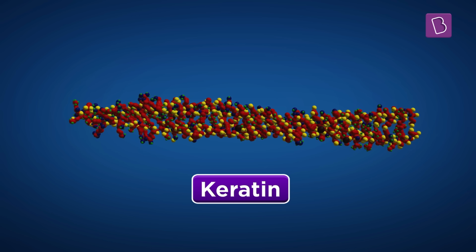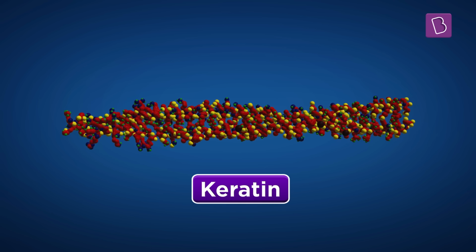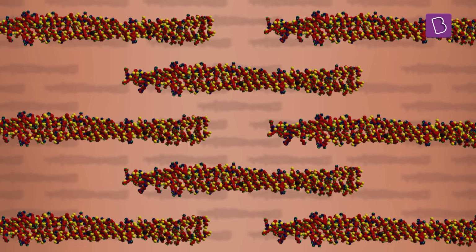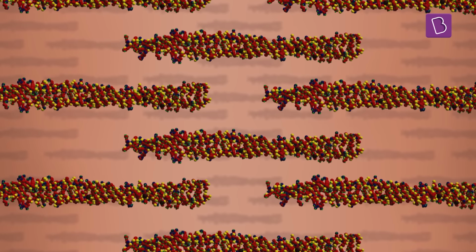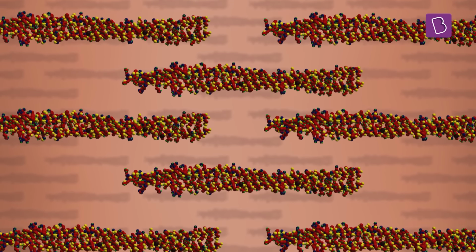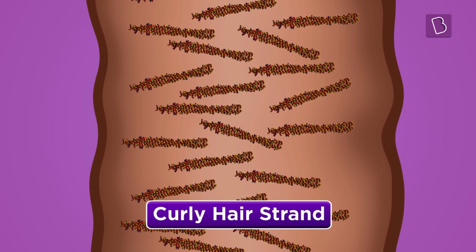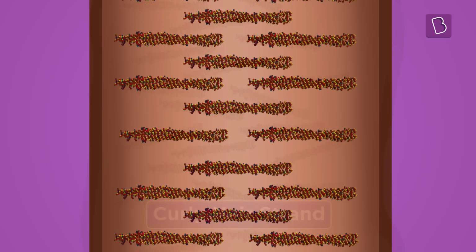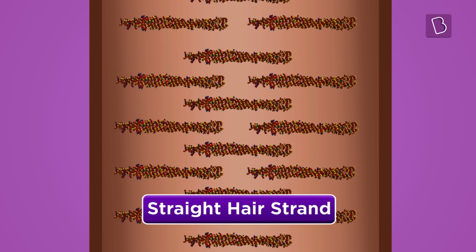Well, to figure this out, I decided to look into the hair. The hair is made up of a protein called keratin. Now, this is the same protein that forms our nails. The distribution of this protein in a hair strand also decides how curly our hair can be. In a curly hair strand, this protein is distributed unevenly. However, in a straight hair strand, it is distributed evenly.